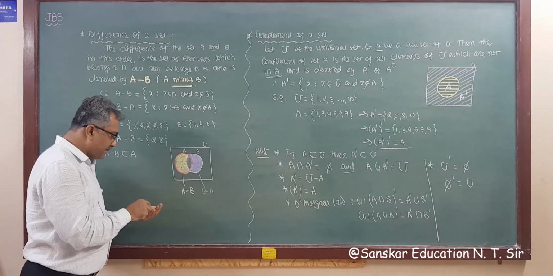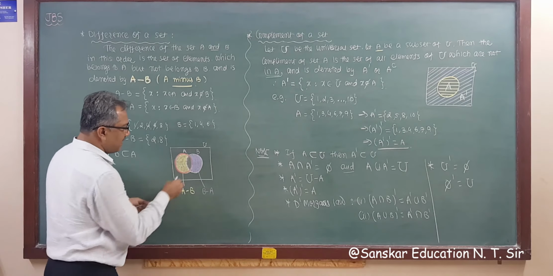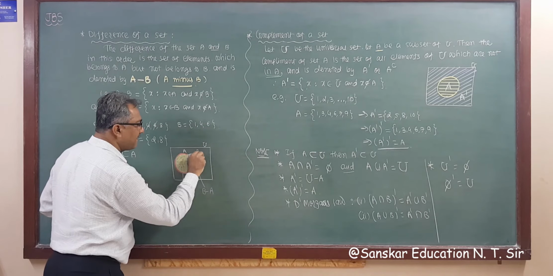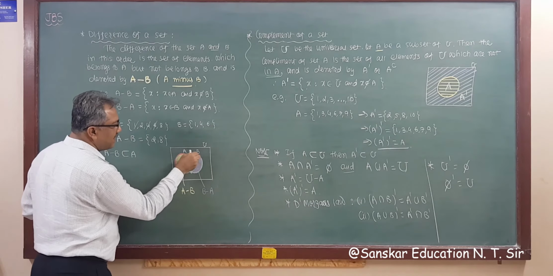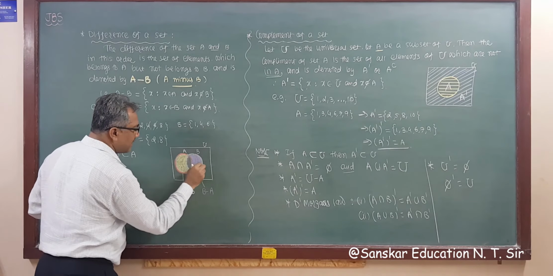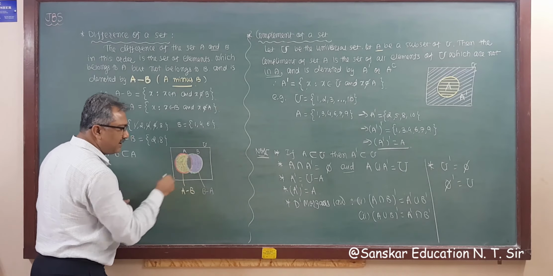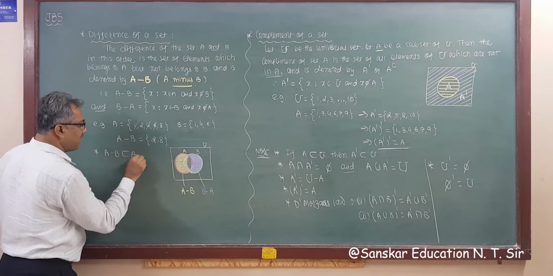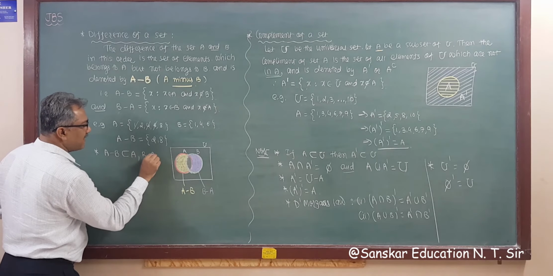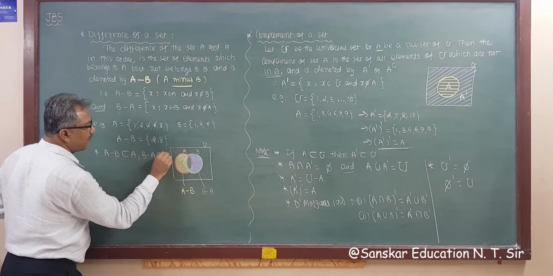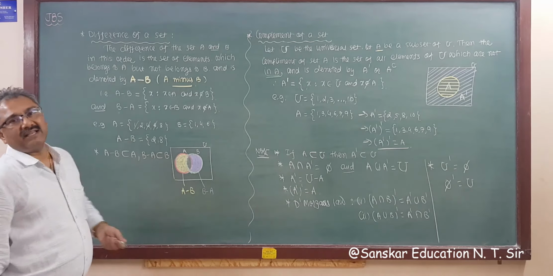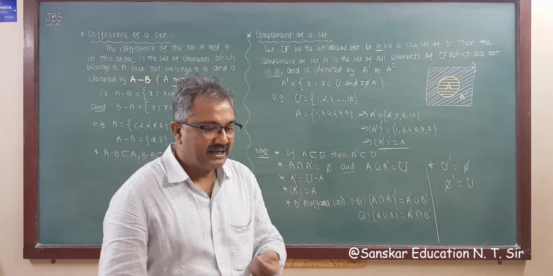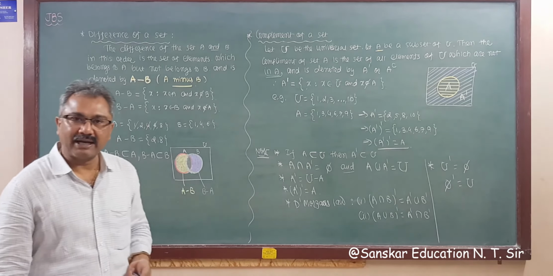Then what about B minus A? B minus A is a subset of B. See, this green portion is B. So the whole lavender portion is included in the green portion, and B minus A is a subset of B. So A minus B is a subset of A and B minus A is a subset of B, right?